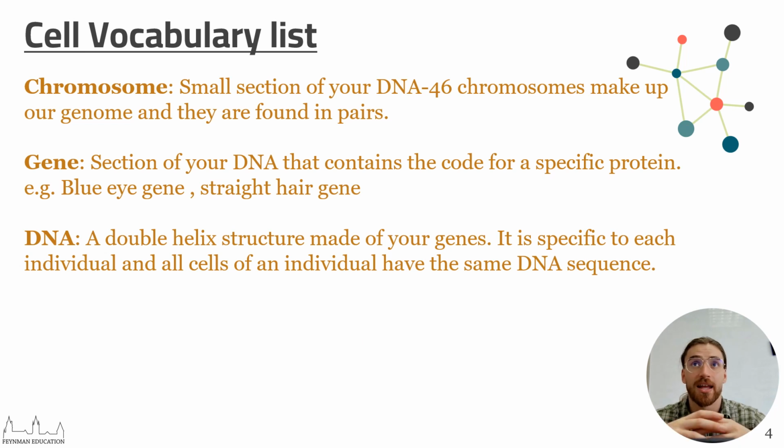Now you have an incredible amount of DNA, and that all has to be packaged into these packages, and these packages, we call them chromosomes. So these are small sections of your DNA. You have 46 chromosomes, and they make up our genome. They're also found in pairs. I like to say that there are chromatids. 2 chromatids are going to form 1 chromosome.